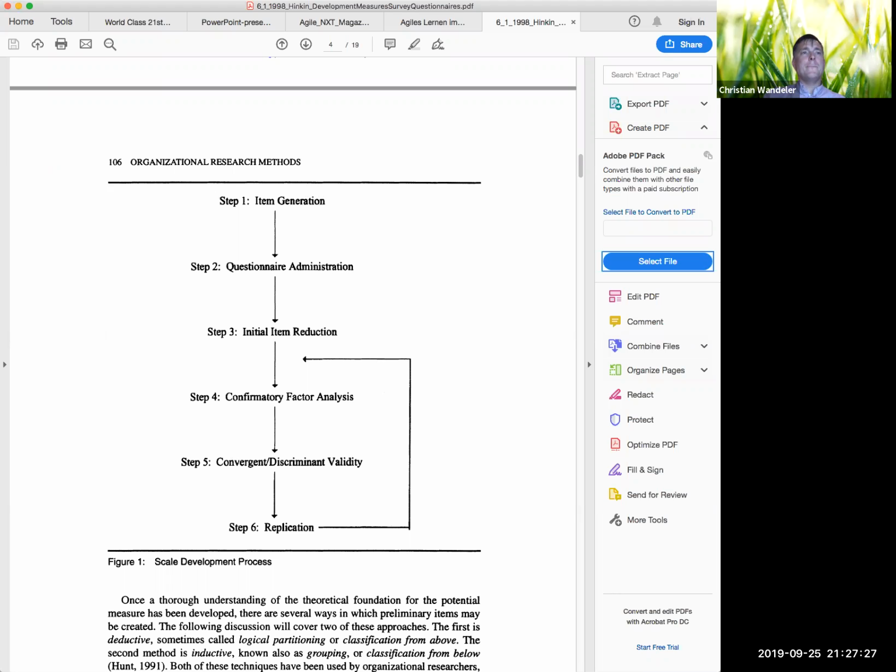And most of the time, not always, but most of the time, when you find instruments that are being used in peer-reviewed journals, they might not give you the detailed overview of the process that they went through, but they should give you at the very least a factor analysis, a reliability analysis, and some indications of convergent or discriminant validity. So that you should see at the very least.